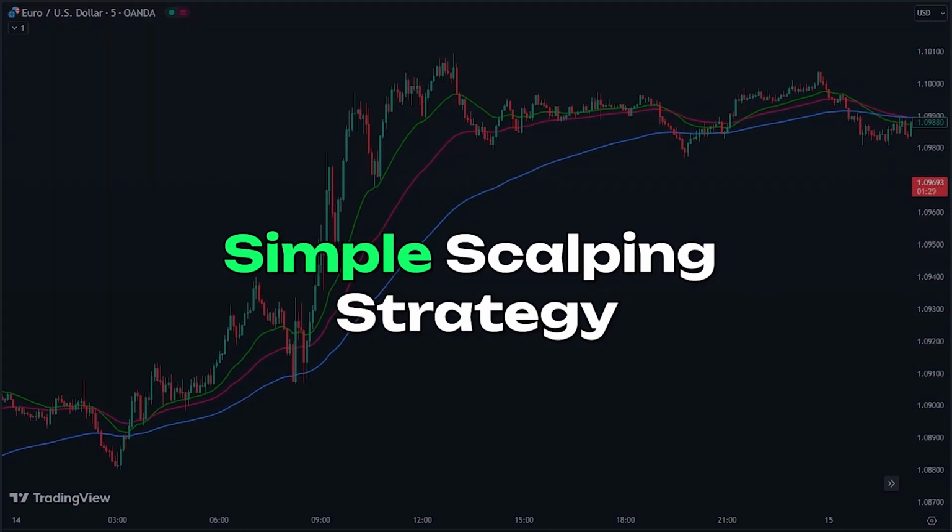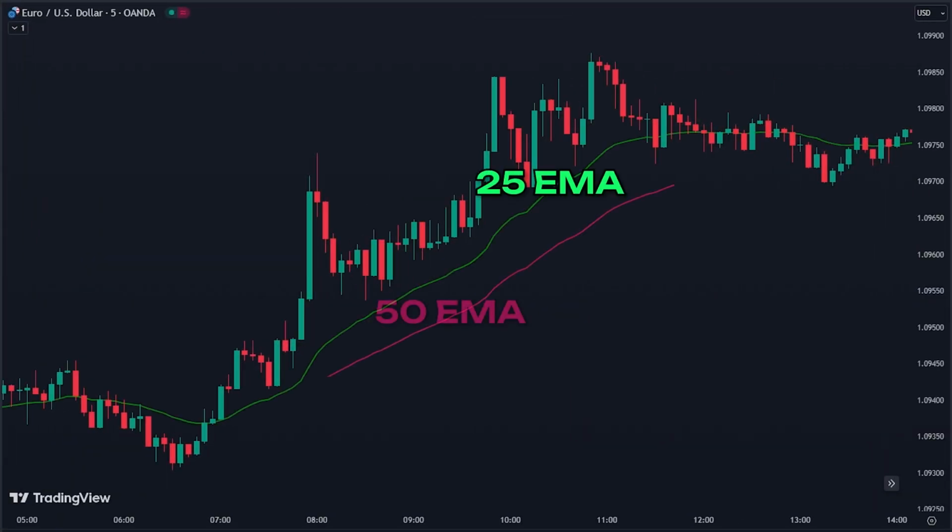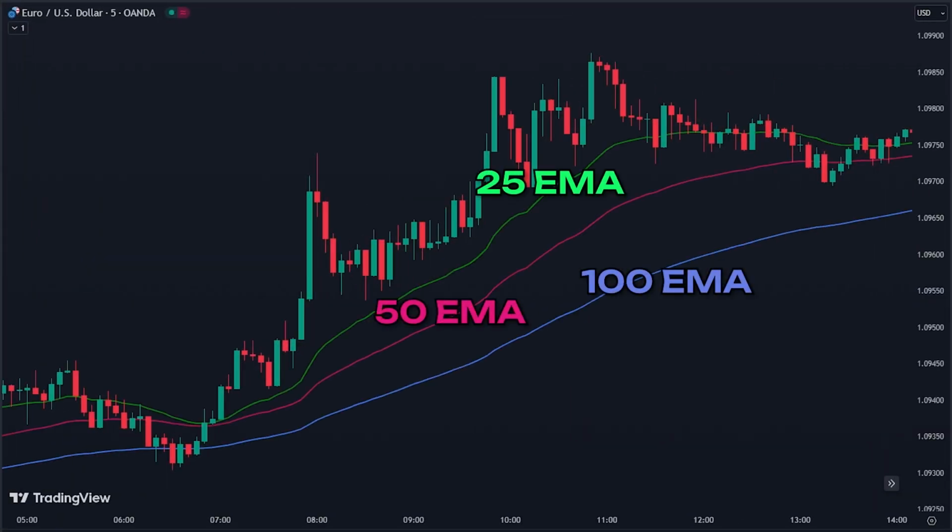For this scalping strategy, I'm using three types of exponential moving averages, the 25, 50, and 100 periods. I'm going to be using the 5-minute time frame. This is how the strategy works.